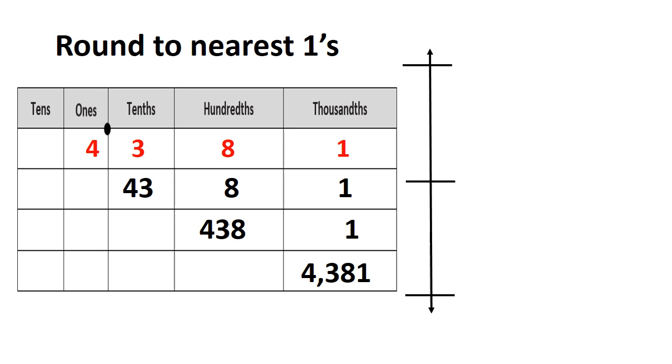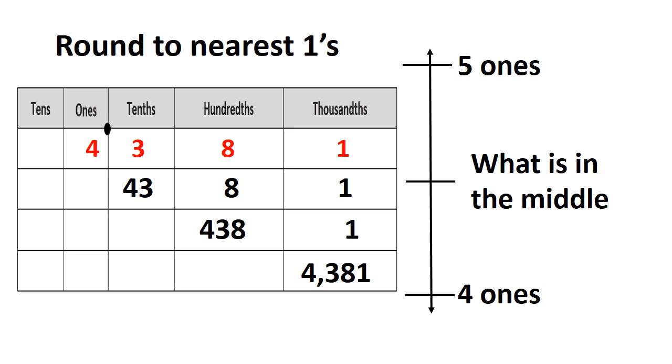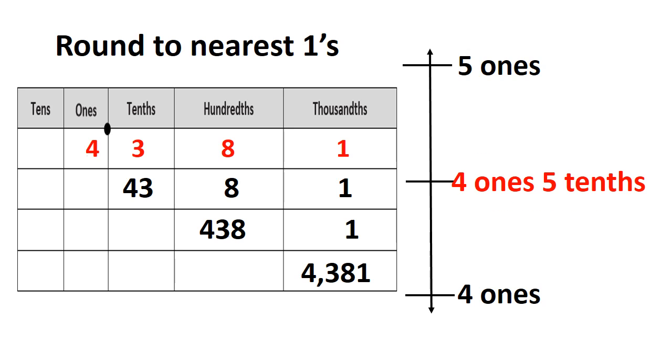Now, coming to the next slide, we have round to the nearest ones. So I'm coming to the ones, and it says I have 4 ones. So that's what's going in my bottom. And I know my top is always going to be 1 more than that. And then I ask myself, what is in the middle? Well, I have 4 ones, 5 tenths in the middle. Now I'm going to compare my 4 ones, 3 tenths, and my 4 ones, 3 tenths would be below the line, so I would round to 4 ones.